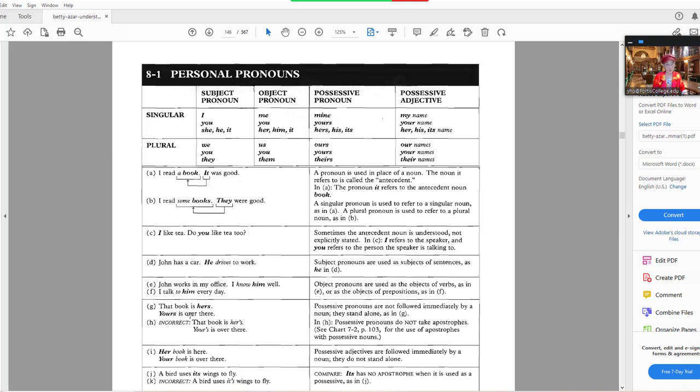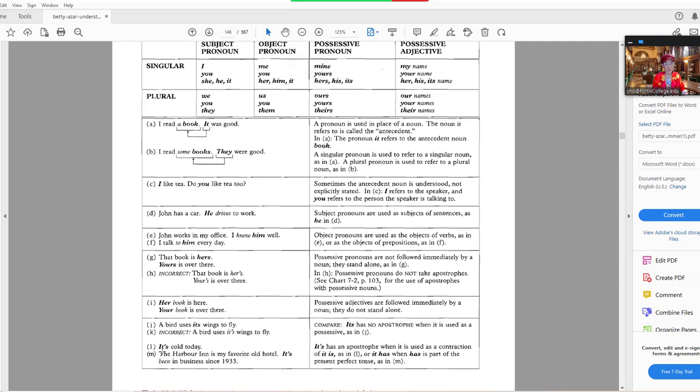The book is hers. Yours is over there. Possessive pronouns are not followed immediately by a noun. They stand alone. Possessive pronouns do not take apostrophes. So you don't say the book is her's. You always say the book is hers, no apostrophe. Her book is here. Your book is over there. Possessive adjectives are followed immediately by a noun. So her book, their book, my book, his book. So that is a possessive adjective.